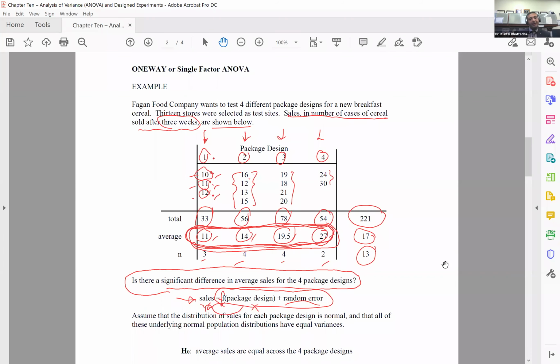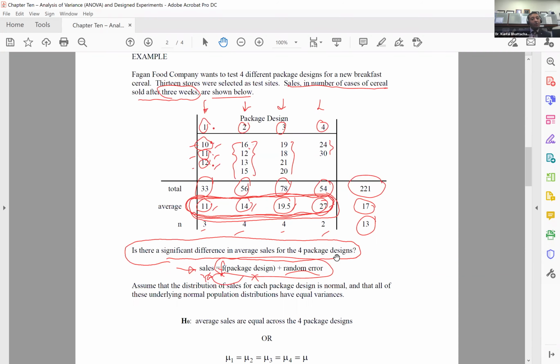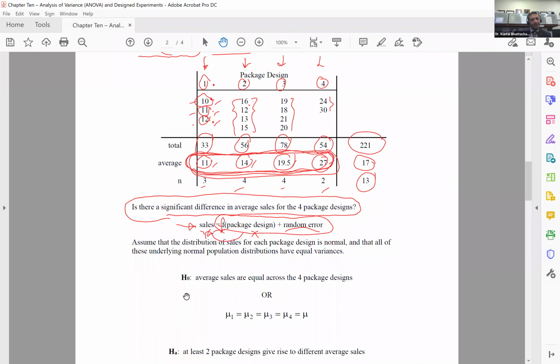So very broadly, if you look into the analysis of variance based off of these four different columns of data, each column representing a treatment or a package design, your hypothesis, the status quo, is that the average sales are equal across all four package designs. If the average sales are the same across all four package designs, then there is no change in sales due to package design, or in other words, package design does not impact sales. That becomes then your null hypothesis.